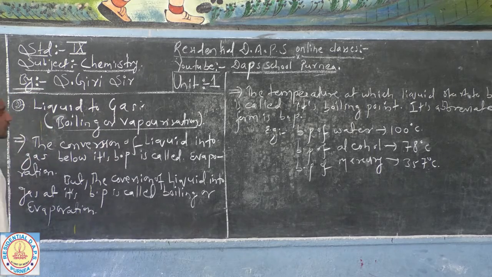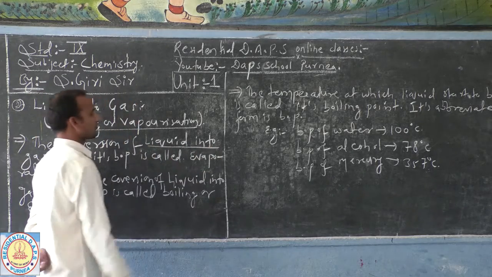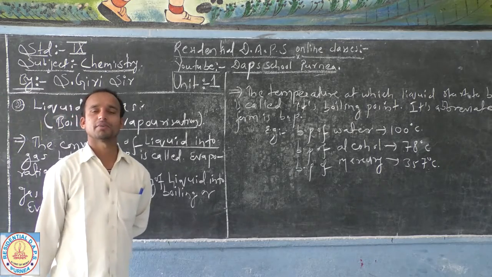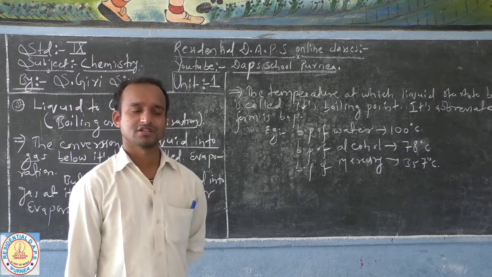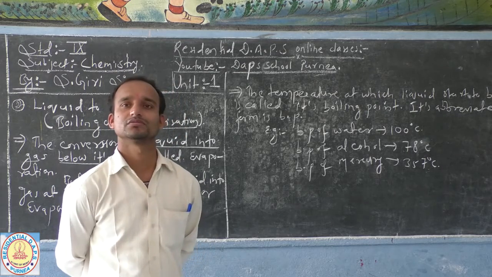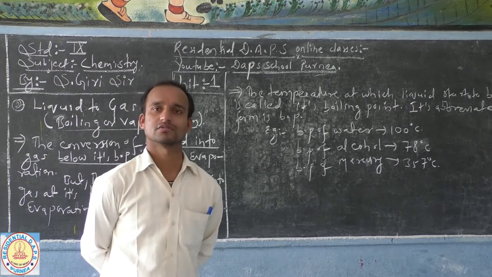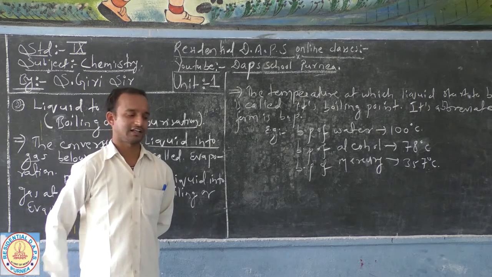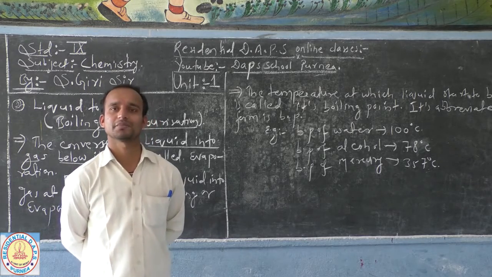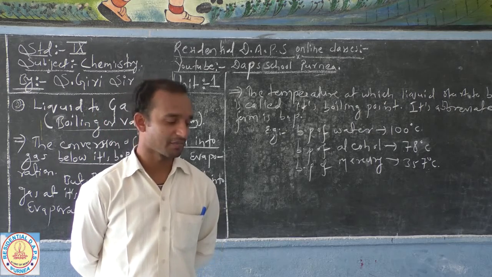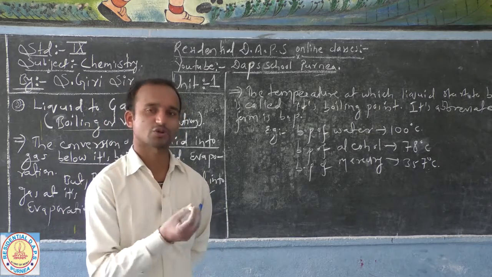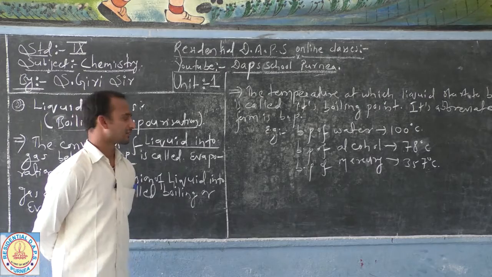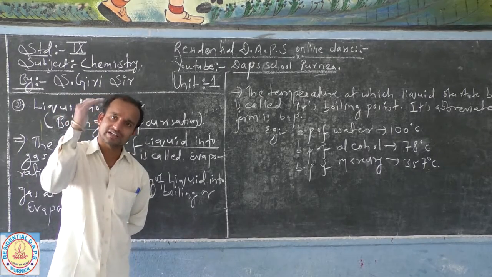The conversion of liquid into gas below its boiling point is called evaporation. You might have seen, suppose when you spill water on the floor, then after a few hours or maybe a few minutes, the floor gets drier. Exactly, the water present on the floor has been evaporated, not vaporized. That means evaporation happened without boiling. So simply you have to understand: the conversion of liquid into gas below its boiling point.